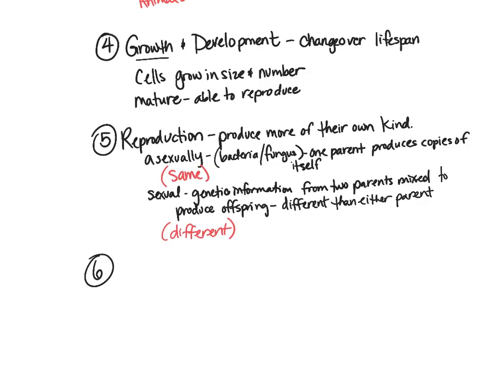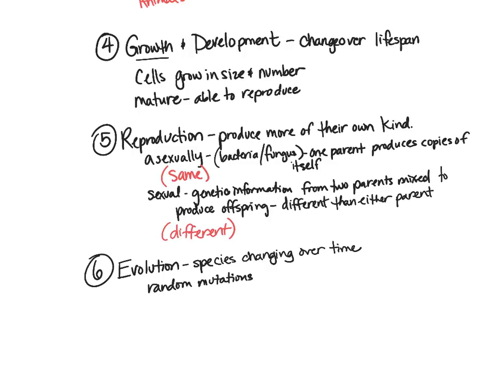So our sixth characteristic of life is evolving. So evolution. When we're talking about something being living, we say that it has to have the ability to evolve. What this means is that the species is changing over time. Now, this could be due to something like random mutations in the DNA.